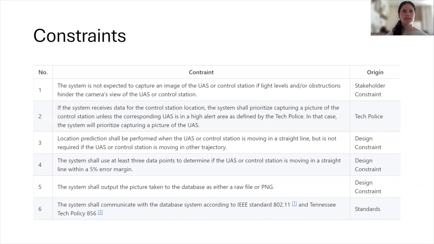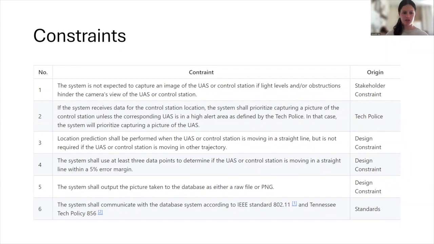It's important that the third constraint exists because if the UAS or control station, the object that we're tracking, is not moving in a straight line, the location prediction will not be good enough to predict. It will not be accurate in its prediction. So we place this constraint so that the system will only be required to predict when it is moving in a straight line. And the straight line will be determined within a 5% error margin, and it will have to use at least 3 data points because 2 data points will not be enough information to determine whether the motion is straight line.